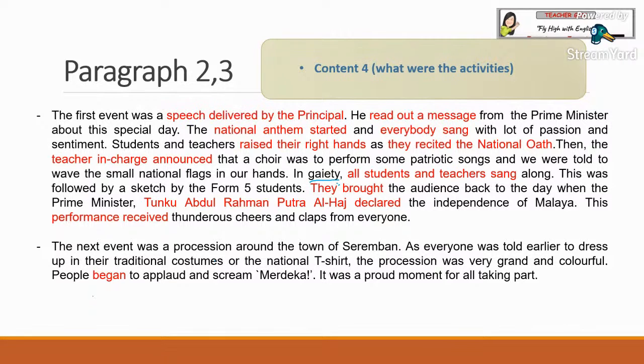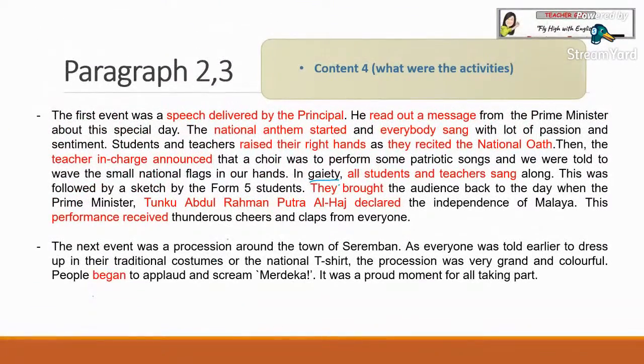This was followed by a sketch by the Form 5 students. They brought the audience back to the day when the Prime Minister, Tunku Abdul Rahman Putra Al-Haj, declared the independence of Malaya. His performance received thunderous cheers and claps from everyone. So when you see the words thunderous cheers and claps, you know that this is part of the sensory phrases. There are many more here. Sang with a lot of passion. Then you also have other sensory words.